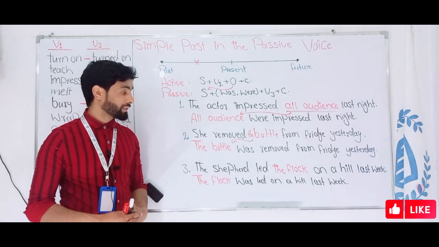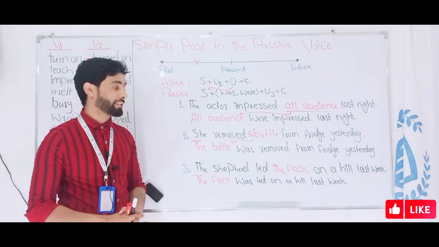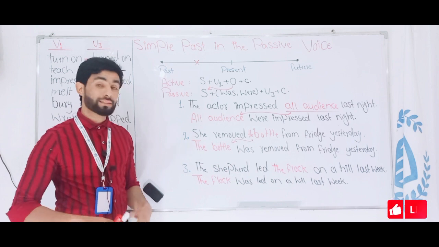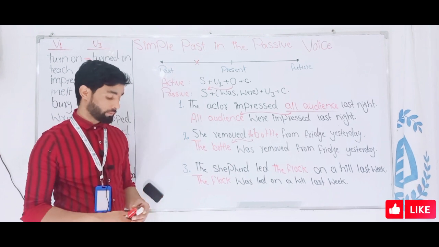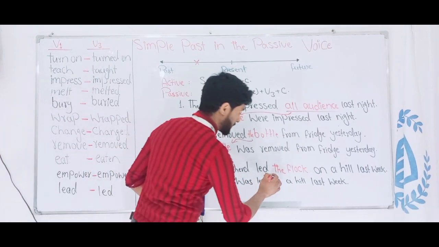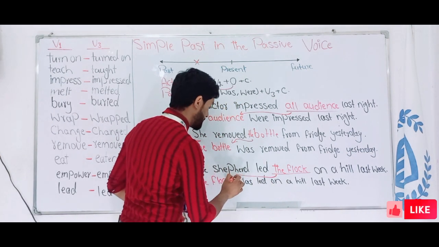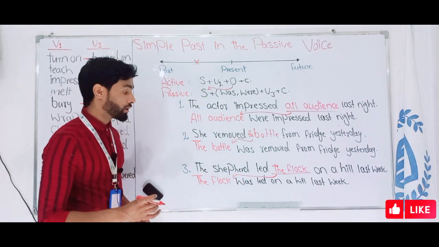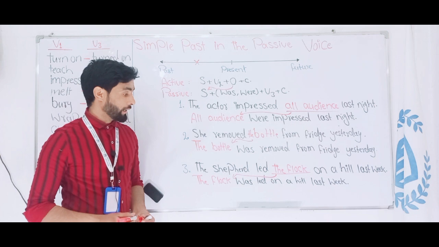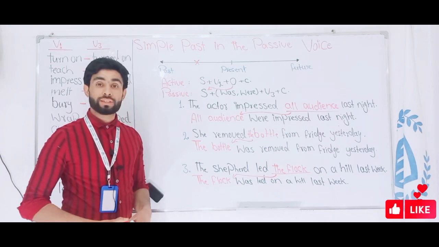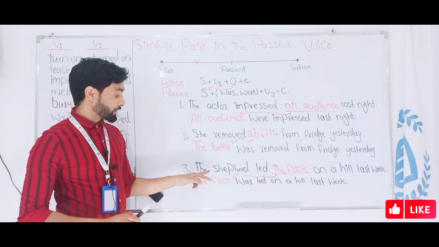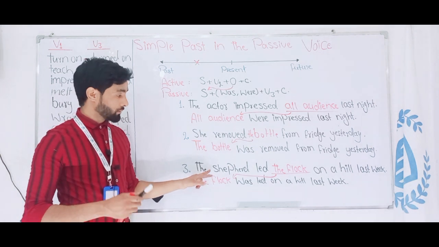The shepherd led the flock on a hill last week. This is the active form. What is the object of this sentence? The flock. This is the object. It comes in the beginning as a subject. The flock was led on a hill last week. So this is the passive form.